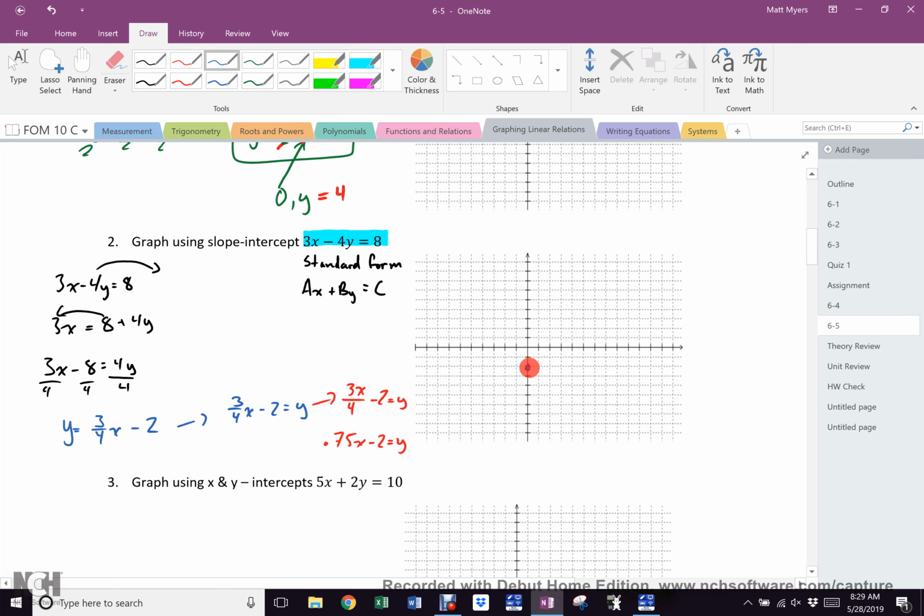Negative 2 on the y-axis, and then what? Up 1, 2, 3, and right 1, 2, 3, 4. Or down 1, 2, 3, and left 1, 2, 3, 4. Everybody understands? This is what you see a lot of in real life questions, yes? Because people like to work with decimals. And you'll see that a lot in physics. But remember, if y is isolated, whatever number is with x is our slope. No matter what it looks like. Nathan.